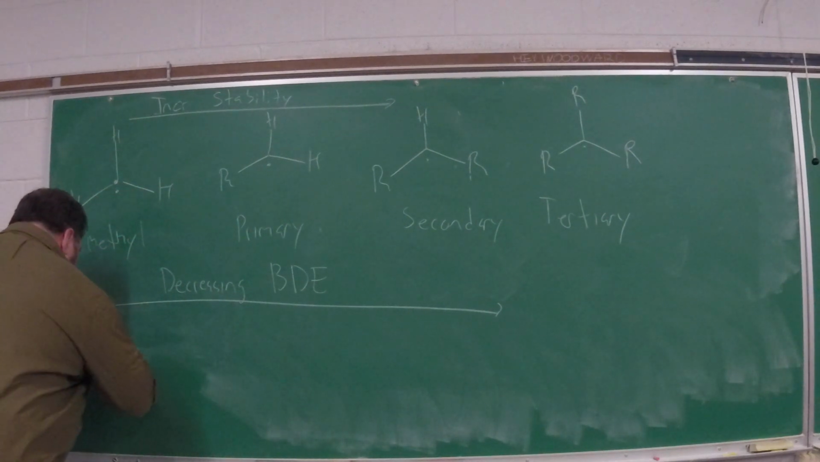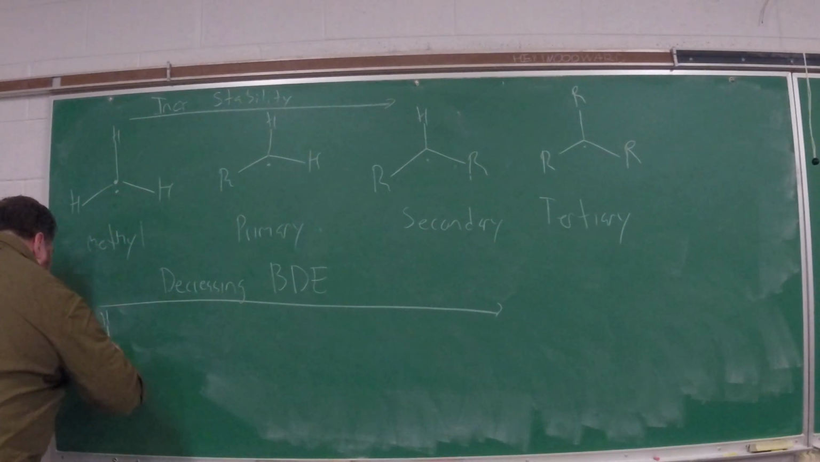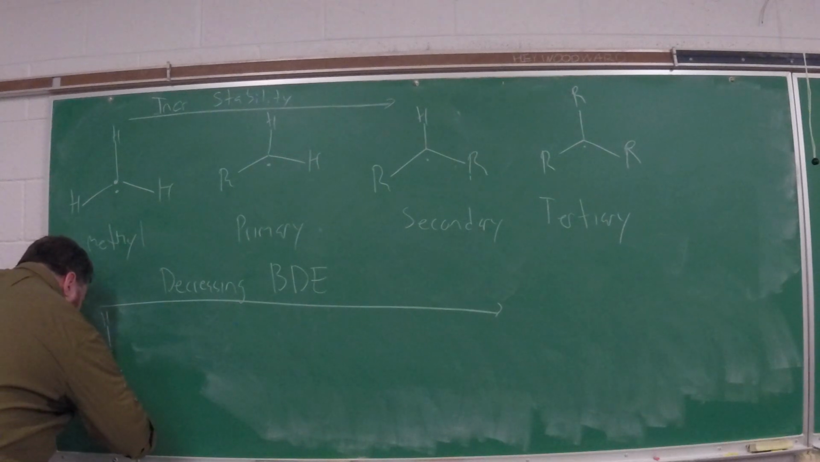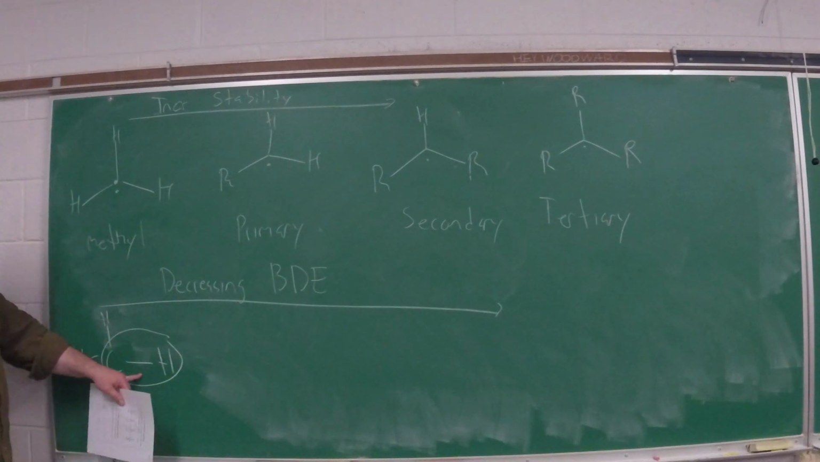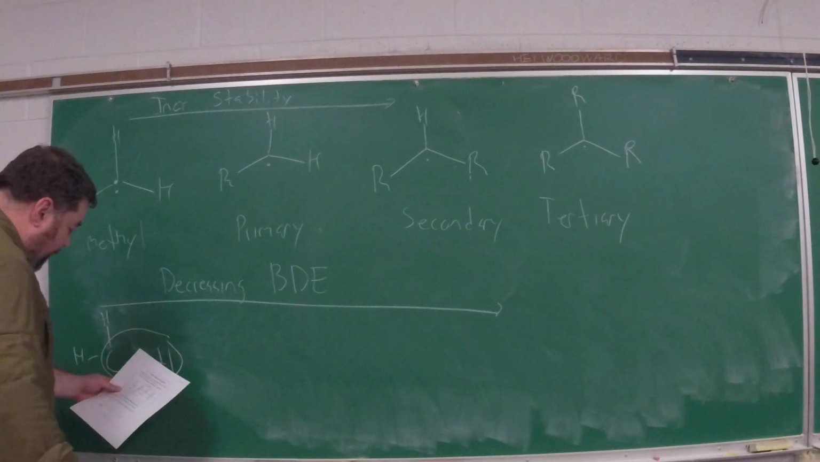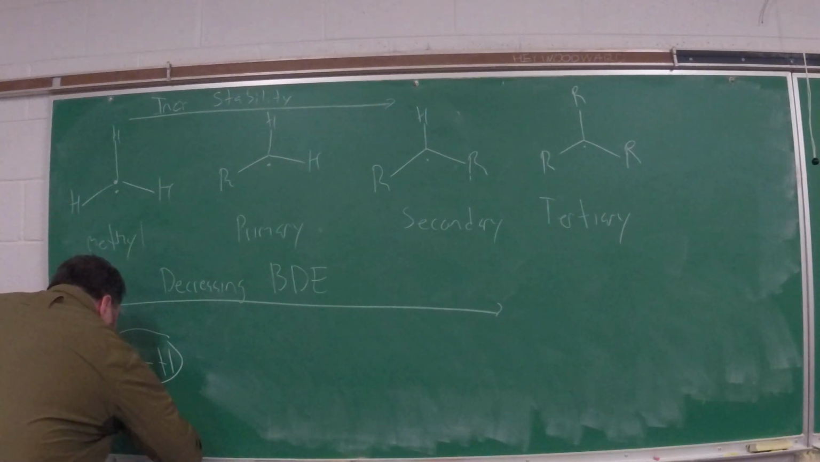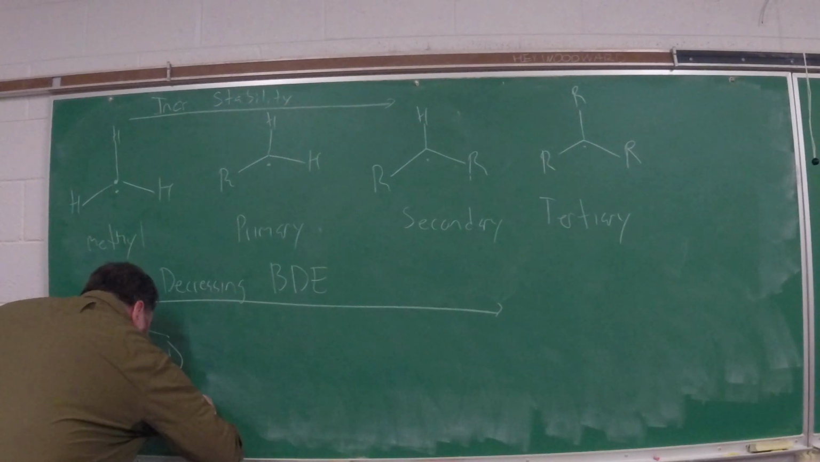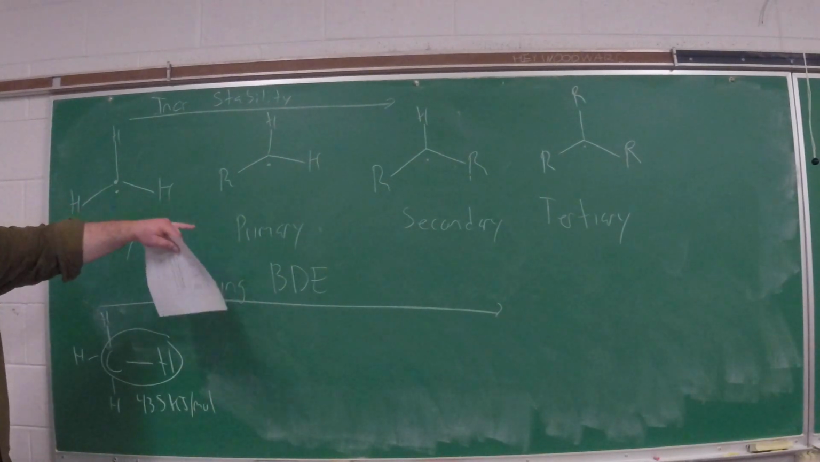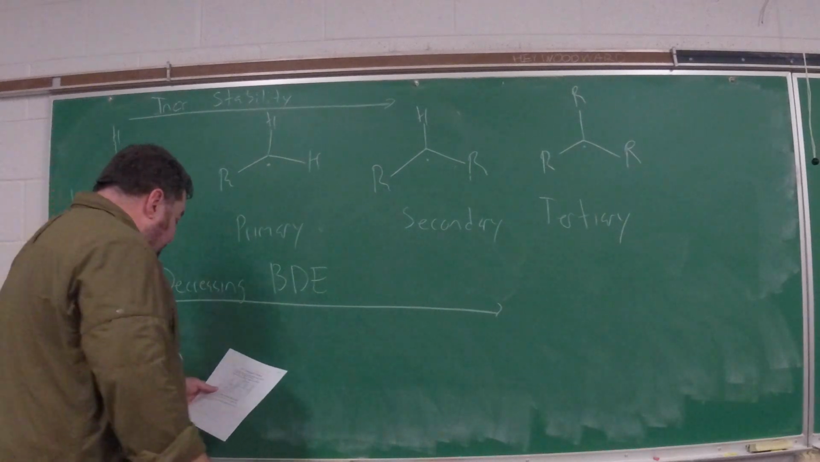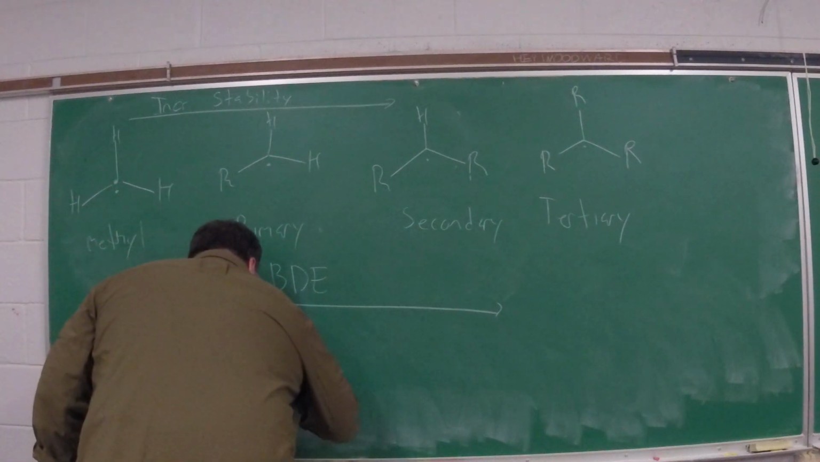We're going to have a methyl. So we're looking at this bond here, break this bond right there. That is 435 kilojoules per mole. When we go to primary, it should be less, and it is. It is then 410 kilojoules per mole.